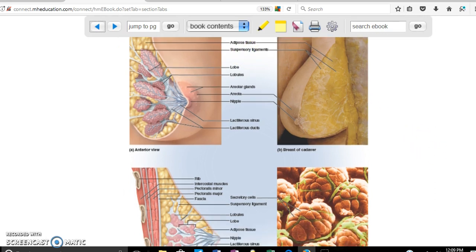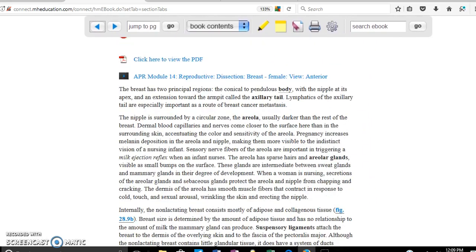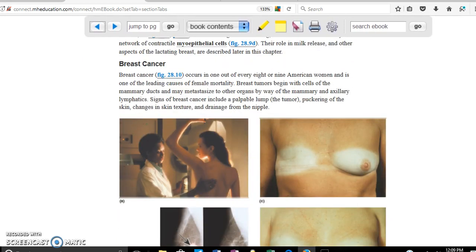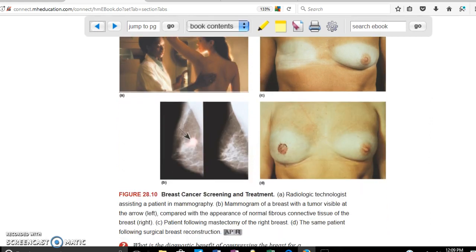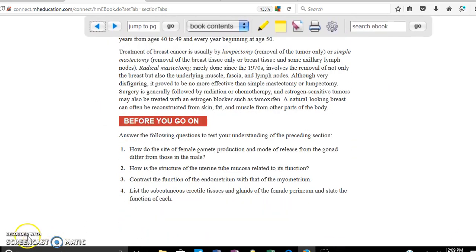Okay, so we keep scrolling down. That's the same figure with a nipple, it's just a different cut. And we keep scrolling down. Breast cancer is very important for females to be aware of, and to have the breast checked to avoid problems with cancer. And if we keep scrolling down, that's about it for this part.